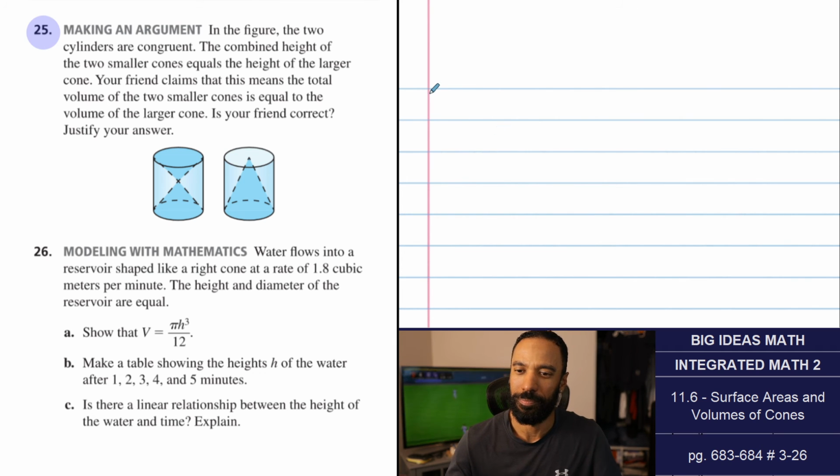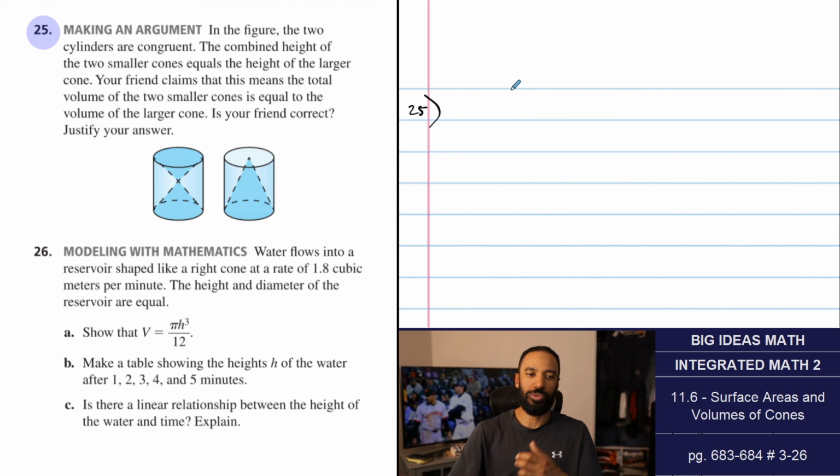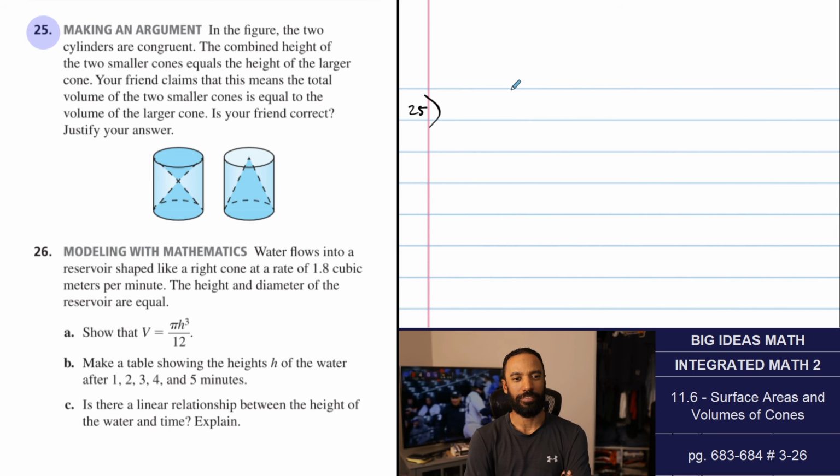Number 25. Making an argument. In the figure, the two cylinders are congruent. The combined height of the two smaller cones equals the height of the larger cone. They tell you that straight up. That wasn't your friend arguing that. Your friend claims this means the total volume of the two smaller cones is equal to the volume of the larger cone. Is your friend correct?